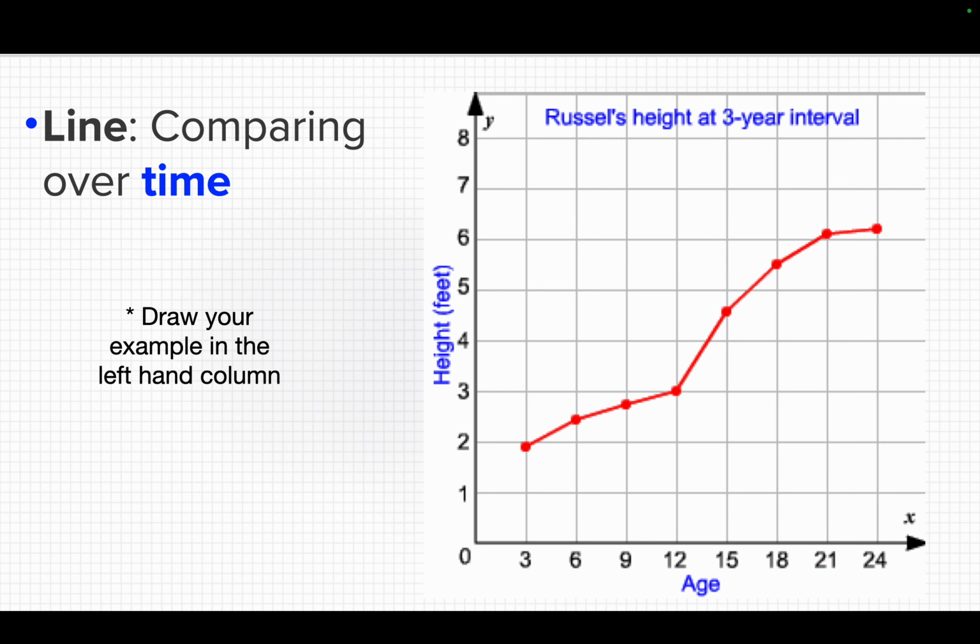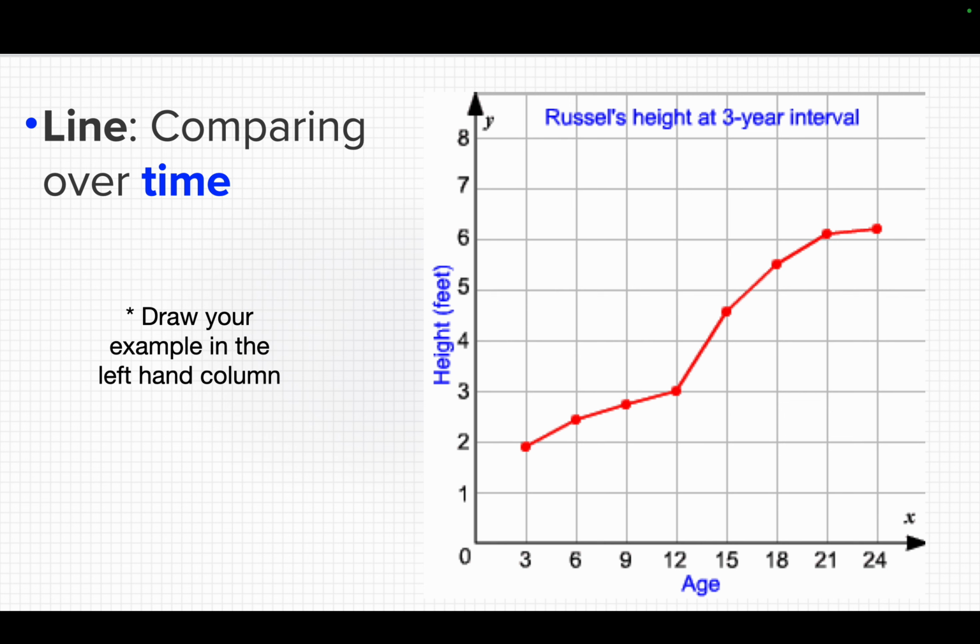Line graphs are for comparing over time. Here's the trick: line rhymes with time. So whenever you're looking at time, and in this case it might not strike you as being exactly time, but certainly it is age. Age is how we count how old you are in time. And so it's literally comparing over time.